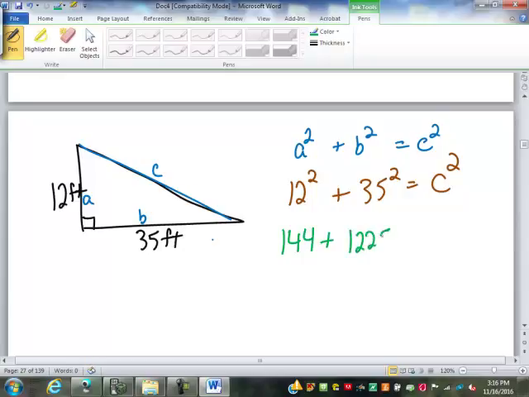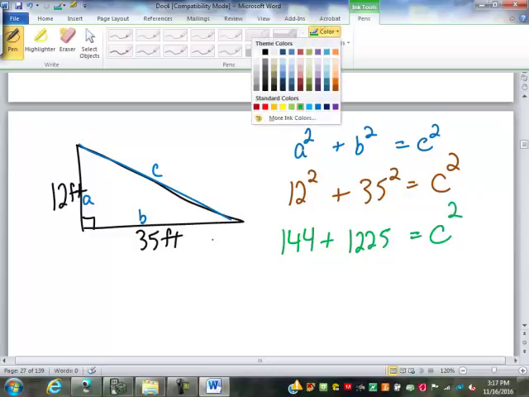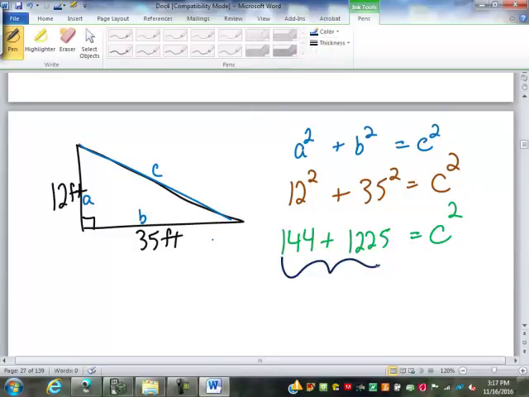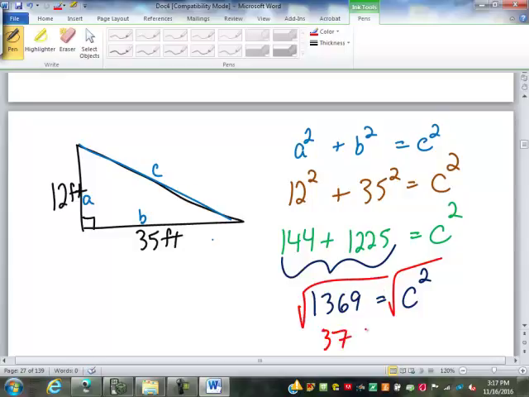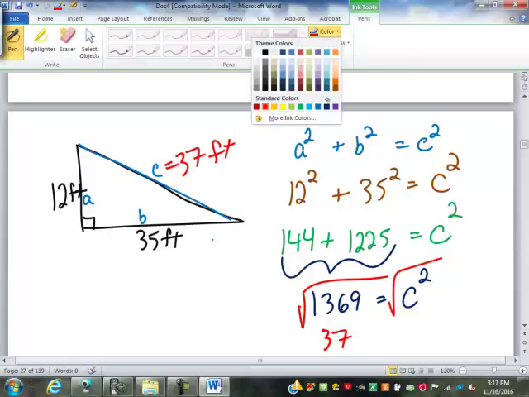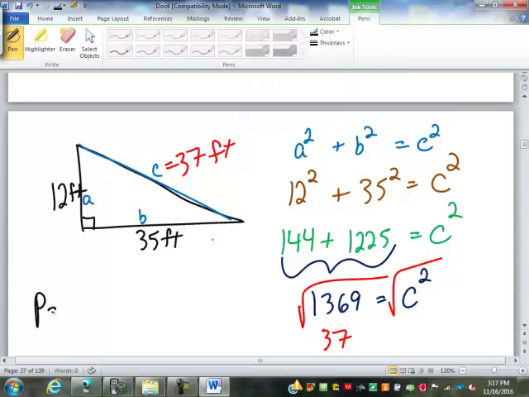35 squared is 1,225. If I add 144 and 1,225, I get 1,369. Then I have to square root. I get 37. Perfect. Their perimeter is, yes, then 37 feet plus 35 feet plus 12 feet. And as you said, it's 84 feet of perimeter.